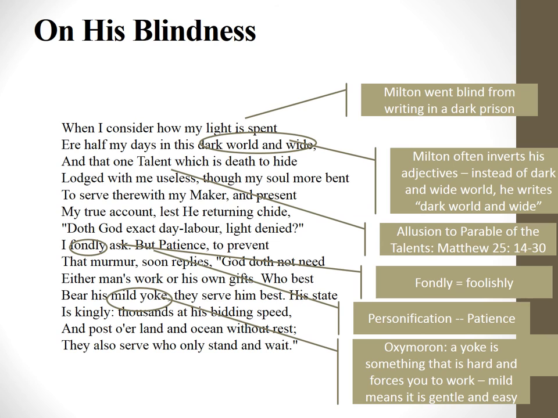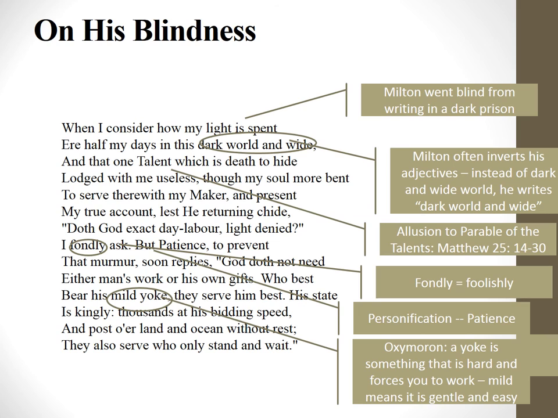Mild yoke. So what he's really saying is, even though you're putting this yoke on me and you want me to work, God isn't going to ask me to do anything more than I'm able to do. He's going to give me the strength I need. So that's what he's saying when he says mild yoke. Because yes, he requires work, but he's not going to require anything more than what I'm able to do.